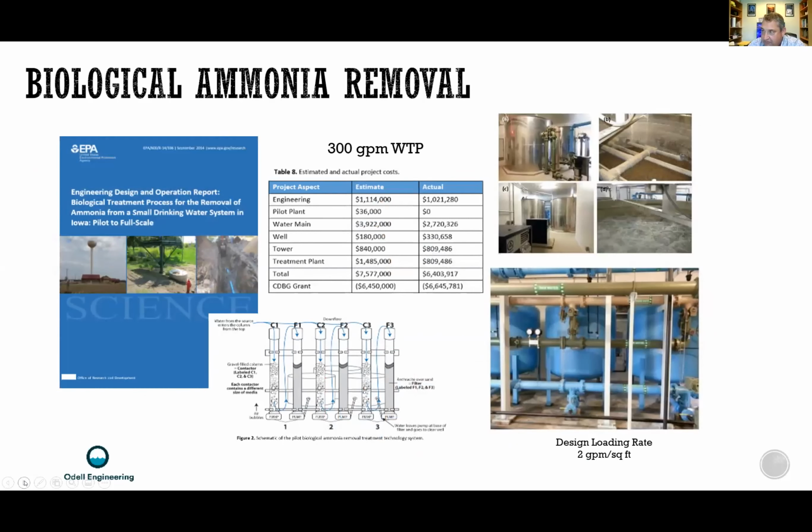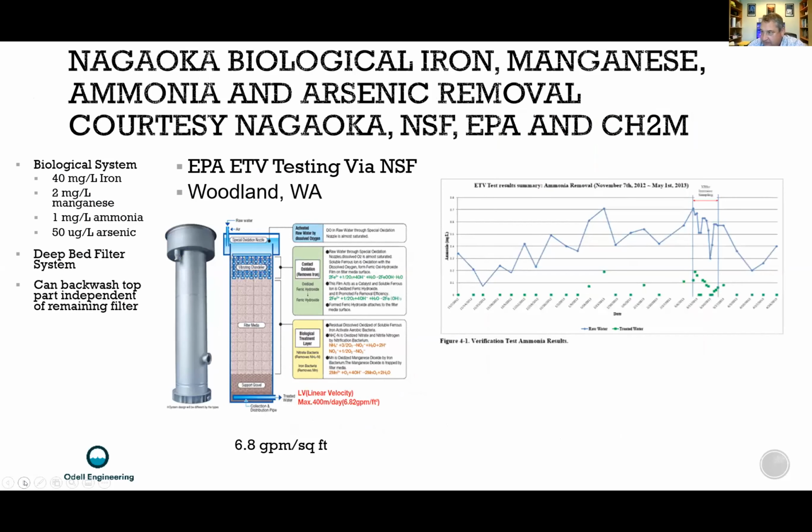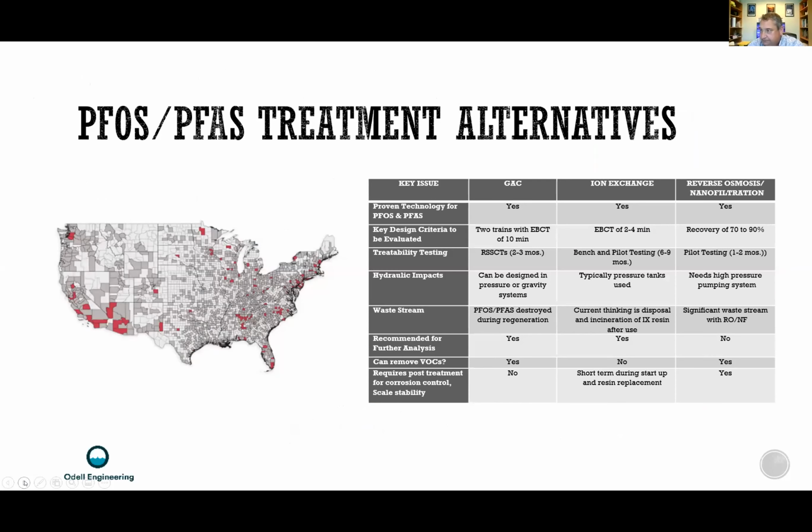Biological ammonia removal is also another area. EPA has looked at some of these systems with very low loading rates, 2 gallons a minute per square foot. I've worked with one system that's made in Japan that did some ammonia removal at about 1 milligram per liter at about 7 gallons a minute per square foot. So it can definitely be done quicker than 2 gallons a minute per square foot. And there are other projects underway for that.